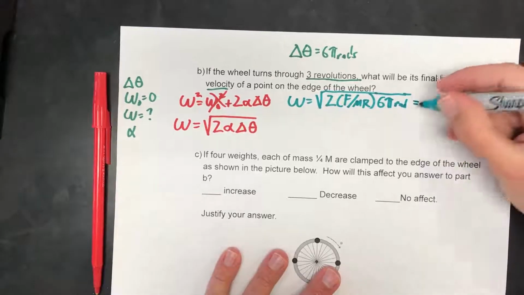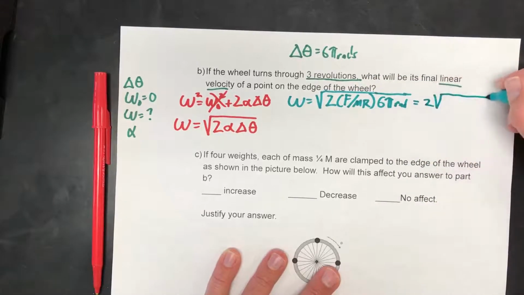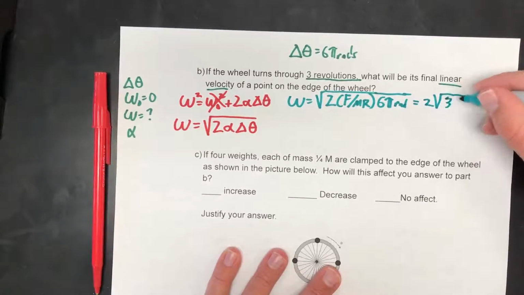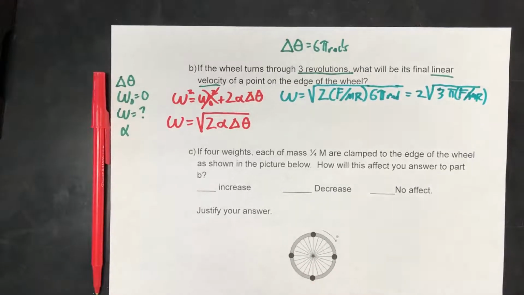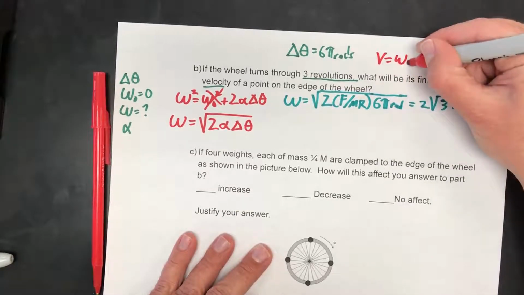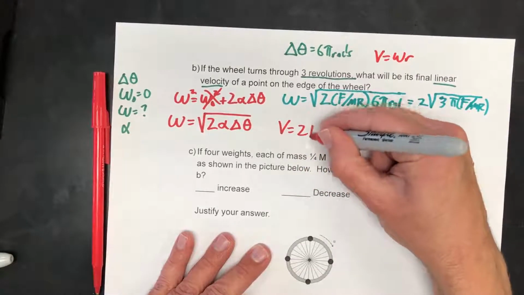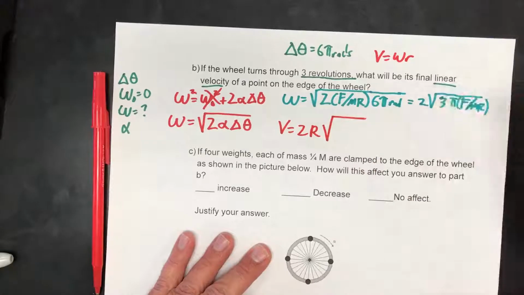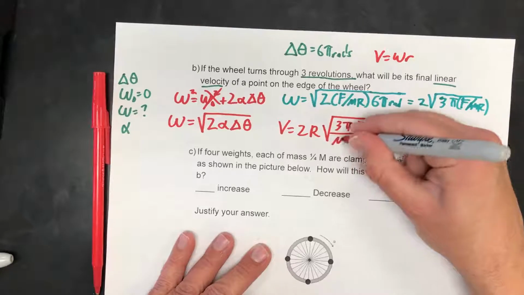In this case here, we can pull out a 2 from here actually because there's a 2 in the 6. And so we get 2 square root of 3 pi F over mr there. That is not the linear velocity though, that is the angular velocity. So if you remember, to get the linear velocity from the angular velocity, we have to multiply by the radius. So let's do that. Velocity now is 2r times the square root of 3 pi F over mr.